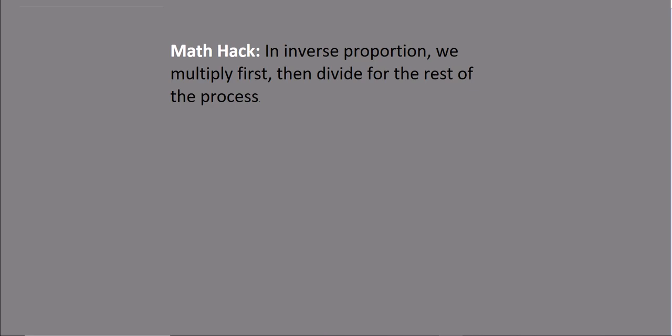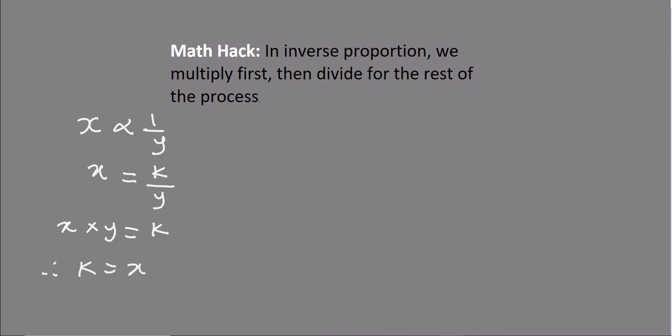Now take a look at this. If we say x inversely varies with y, or varies inversely to y, and we introduce a constant k, we now have x is equal to k over y, such that for us to solve for k, we now have to multiply. So x multiplied by y is equal to k, and therefore k is equal to xy.